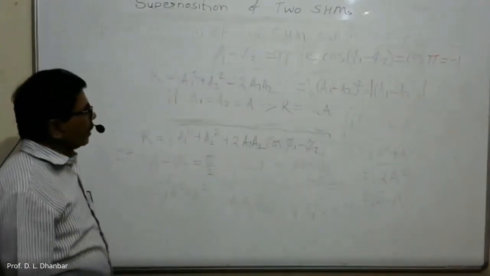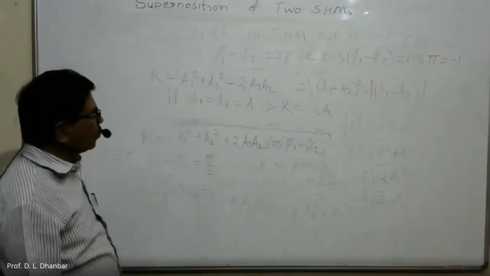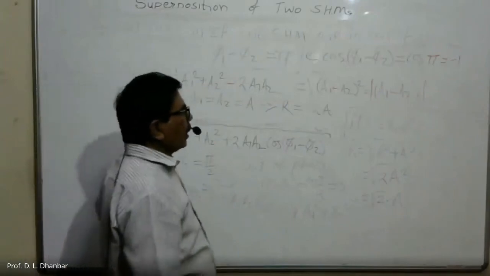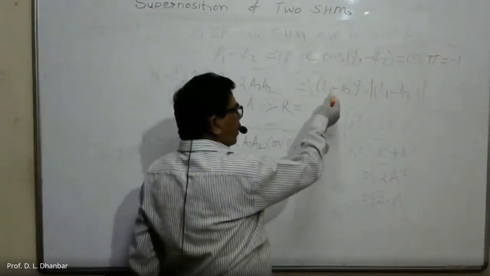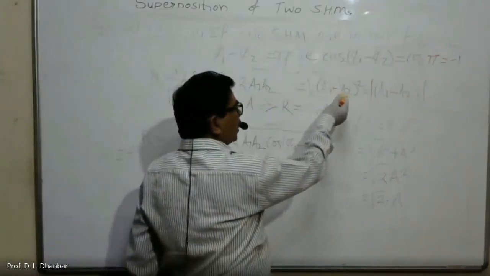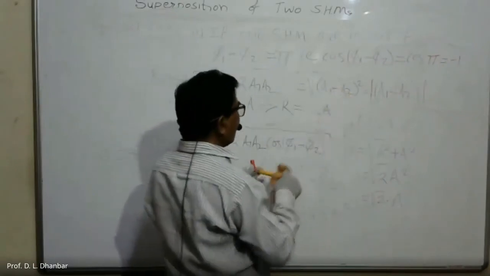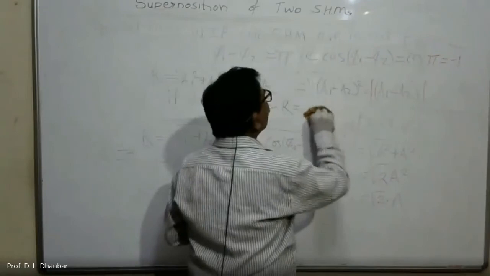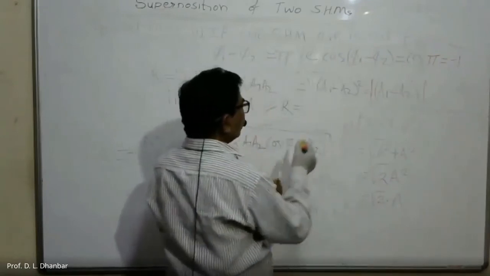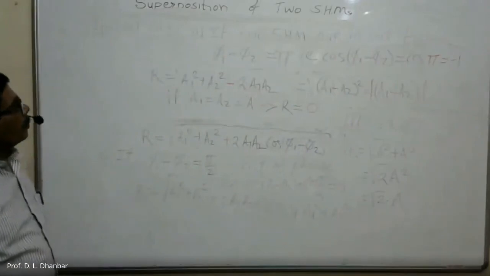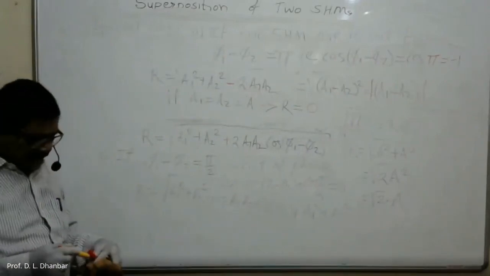So if again A1 is equal to A2 is equal to A, then in that case R is equal to A minus A, which is 0, means the resultant amplitude in that case is equal to 0. So this is about the three special cases.